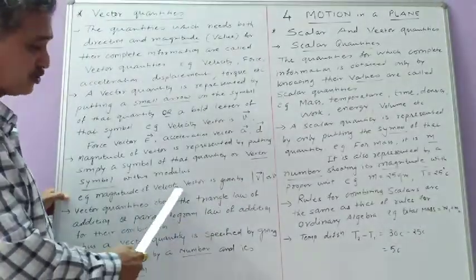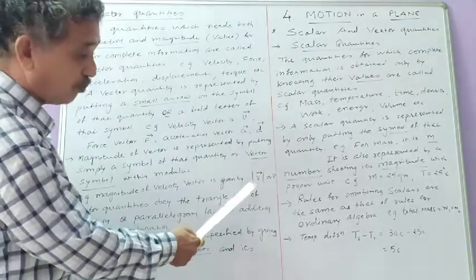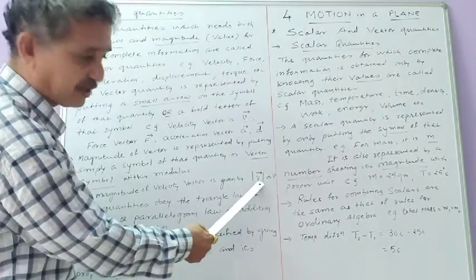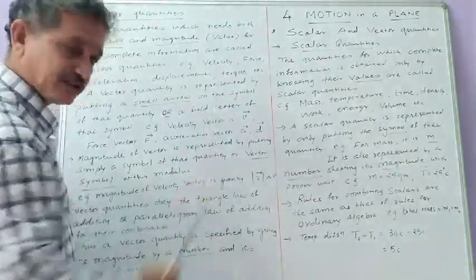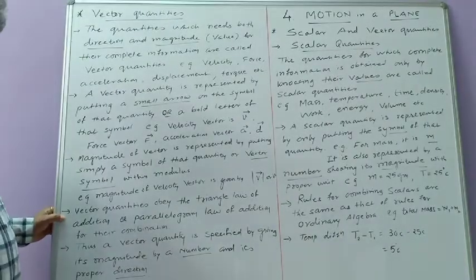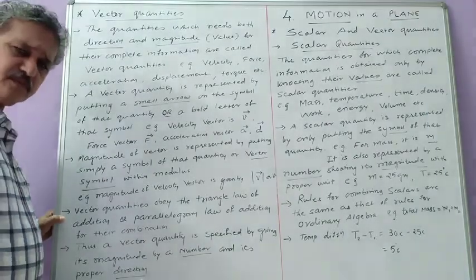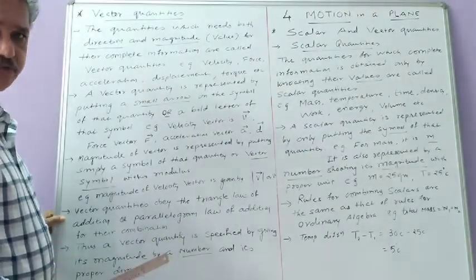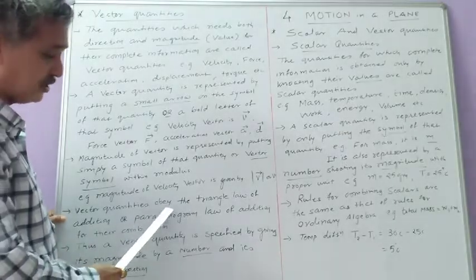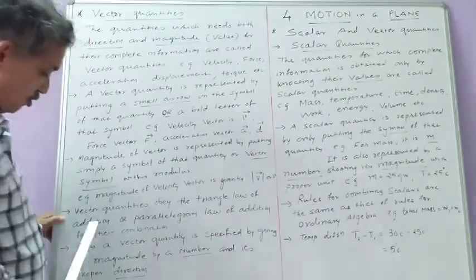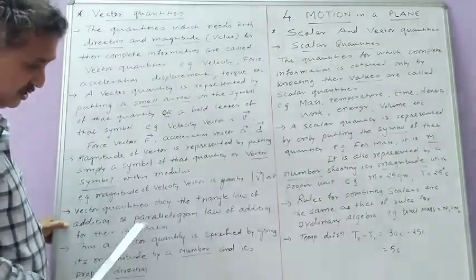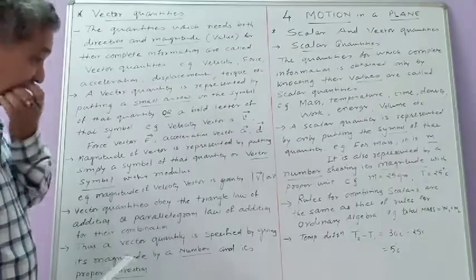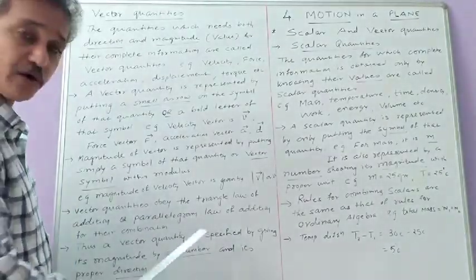The magnitude of the velocity vector is given by the mod of vector v. This can be read as modulus of vector v, or mod of vector v, or simply v. Then the vector quantities obey some other kind of laws for their addition or subtraction. That's why the vector quantities obey the triangle law of addition, and another is the parallelogram law of addition for the combination. Vectors cannot be added just like ordinary algebra.